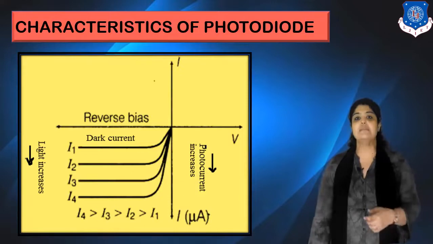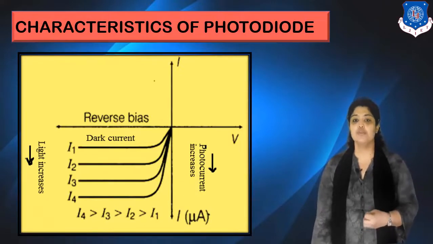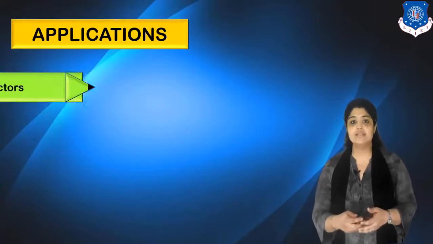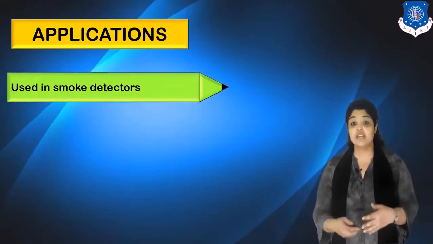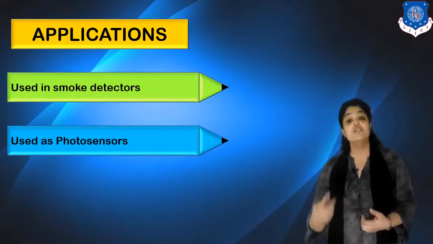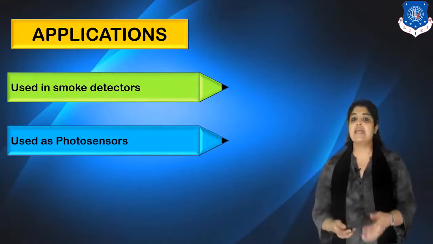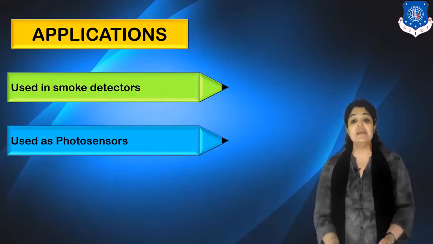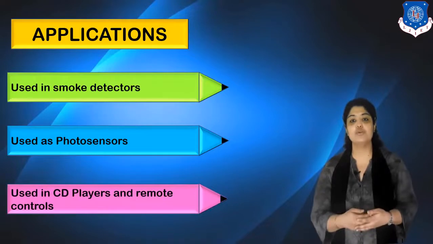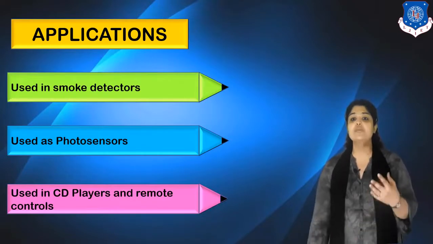Now let's see some applications of photodiode. Starting with the first one, they are used in smoke detectors. Next we have, they are used as photosensors. Obviously they are sensing or detecting light, so they are used as photosensors. And then we have, they are used in CD players and remote controls. So these are some of the applications of photodiode. Now let us move on to the next topic for today, that is a phototransistor.